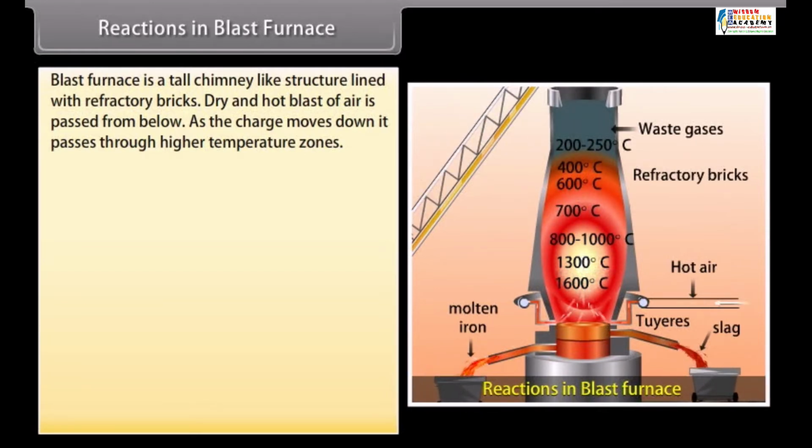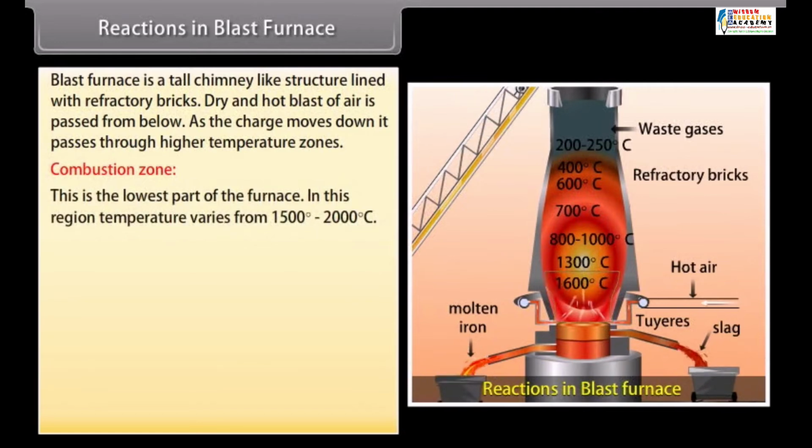On the basis of variations in temperature in the different parts of the blast furnace, there are various zones where different chemical changes take place. Combustion zone. This is the lowest part of the furnace. Here, coke burns in hot blast of air. In this region, temperature varies from 1500 degrees to 2000 degrees Celsius. Carbon dioxide rises upwards and meets with red-hot coke.